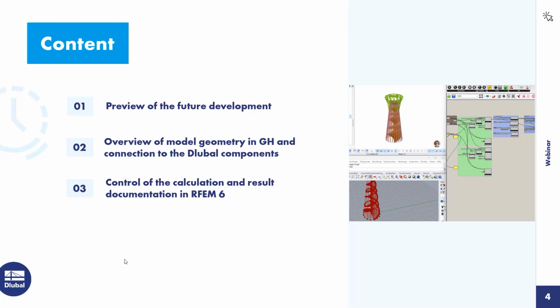Okay, the content for today, as always, at first a preview to the future development. Due to the Christmas period, the release of the new functions is delayed and the implementation will take place after this webinar. So that's why we are not presenting the new functions today, but giving a brief overlook on the functions that will be added in the near future. Afterwards, we give you an overview about the geometry in Grasshopper and how you can connect the geometry to the Dlubal components. And at the end, I show you how you can control the calculation and results documentation with Grasshopper inside RFEM 6.